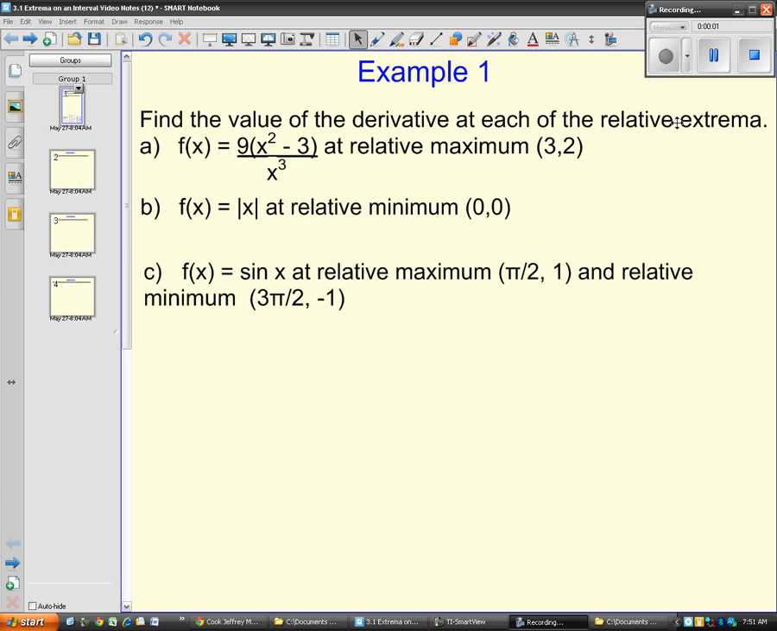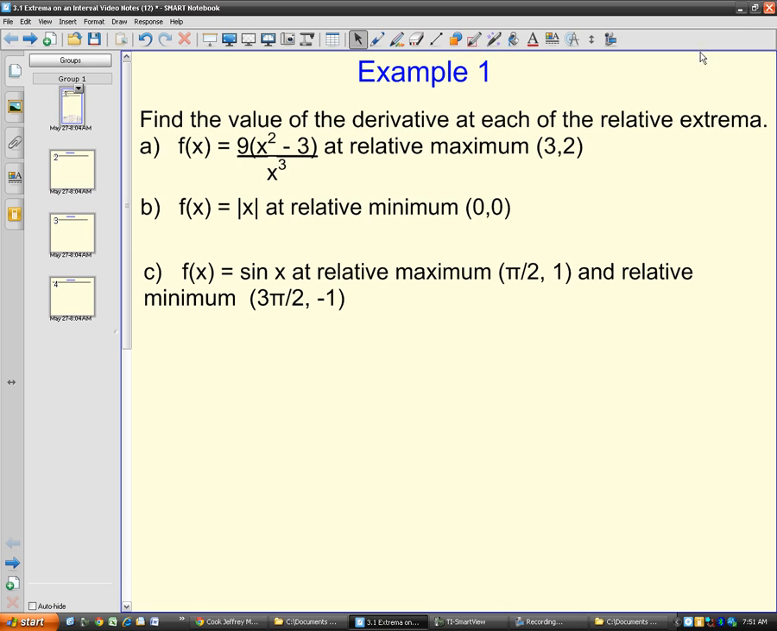Hello and welcome to section 3.1, Extrema on an Interval. In this section we are going to talk about finding relative maximums and minimums, and also absolute maximums and minimums, and we'll go through that as we go through this section. But first of all, for example 1, they want us to find the value of the derivative at the relative extrema for each one of these.